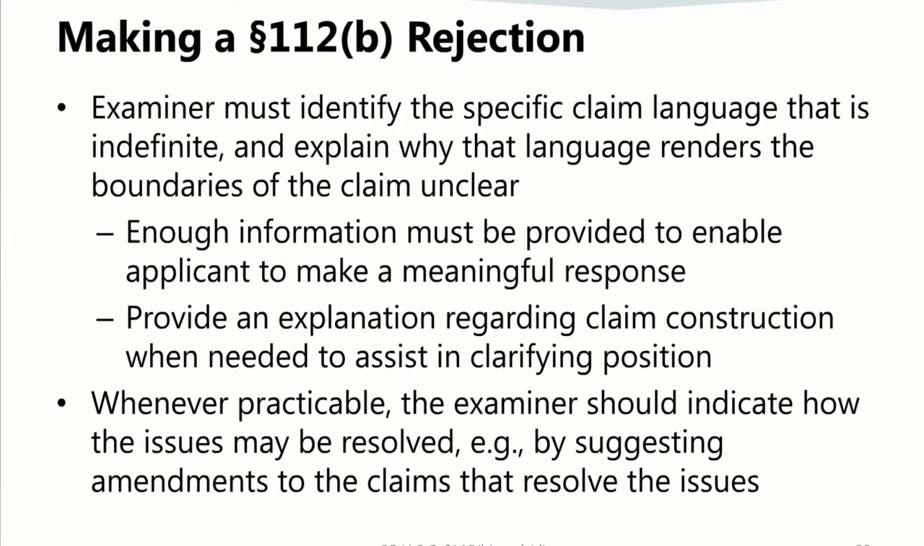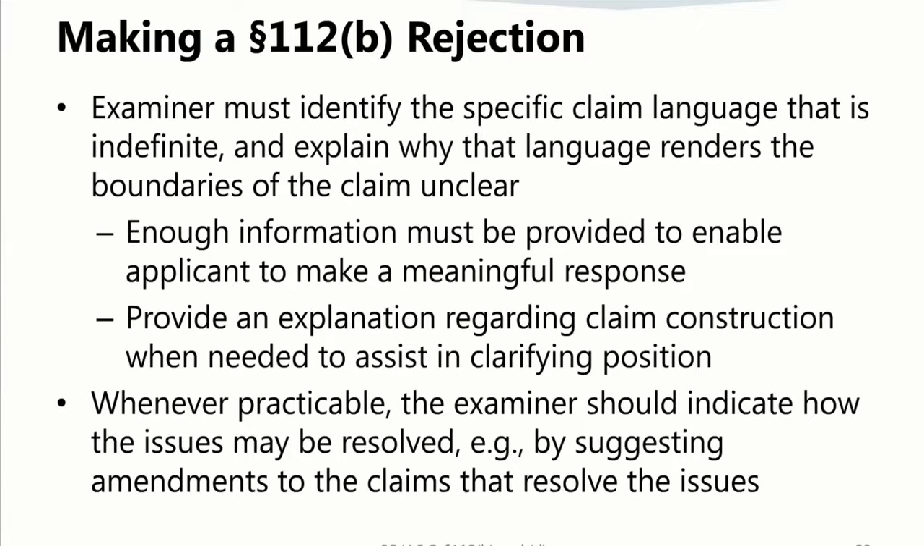When the examiner determines that the boundaries of a claim are not reasonably clear, a rejection under 112(b) should be made. In making a rejection, the examiner must identify the specific claim language that is indefinite and explain why that language renders the boundaries of the claim unclear. As required by 35 U.S.C. Section 132, enough information must be provided to enable applicant to make a meaningful response.